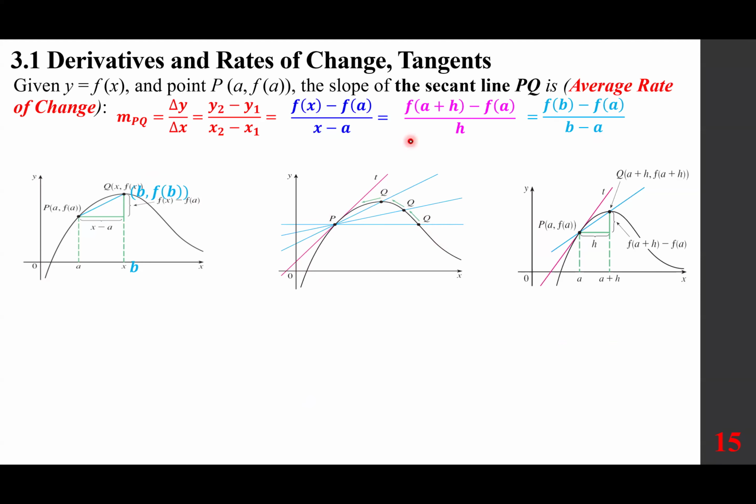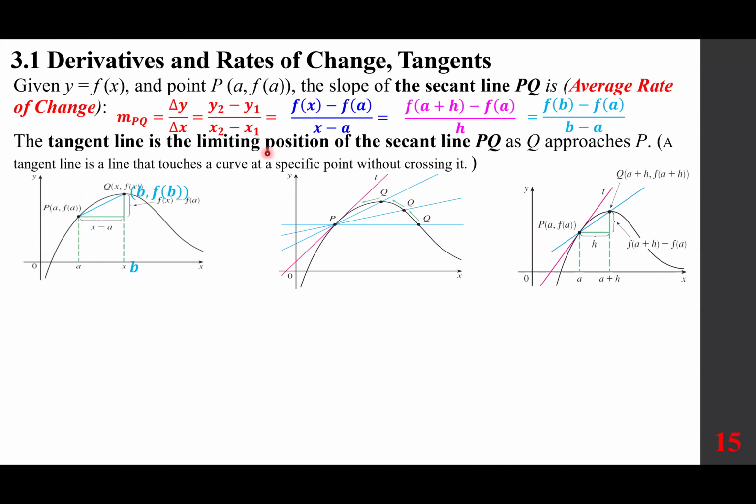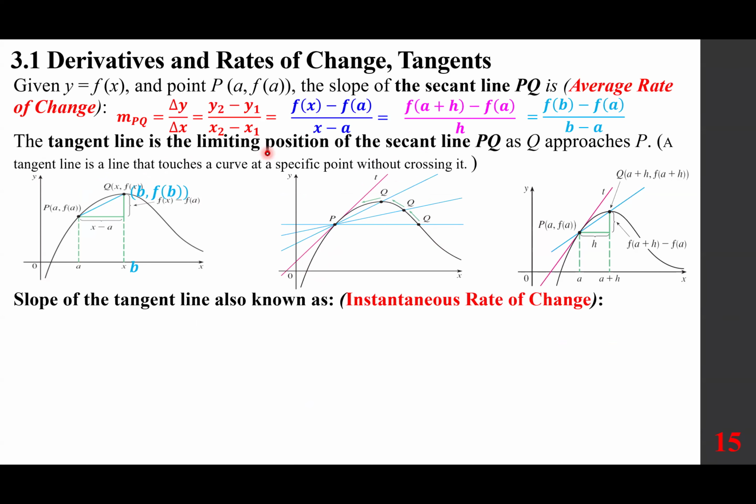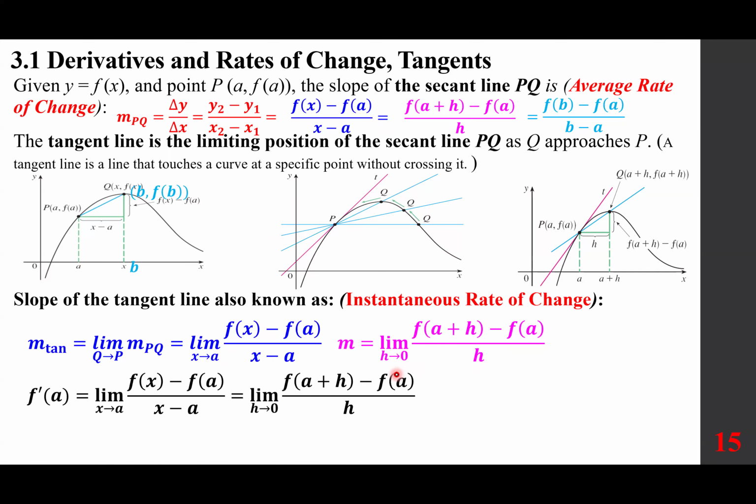Now, PQ is the secant line because we have two points. As Q approaches P, it gives rise to a line known as the tangent line. The tangent line is the limiting position of the secant line PQ as Q approaches P. The slope of a tangent line, also known as the instantaneous rate of change, is the limit of the slope of PQ as Q approaches P. That is the limit of f of x minus f of a over x minus a as x approaches a. And the other form is the limit of f of a plus h minus f of a over h as h approaches 0, which we also call f prime of a.